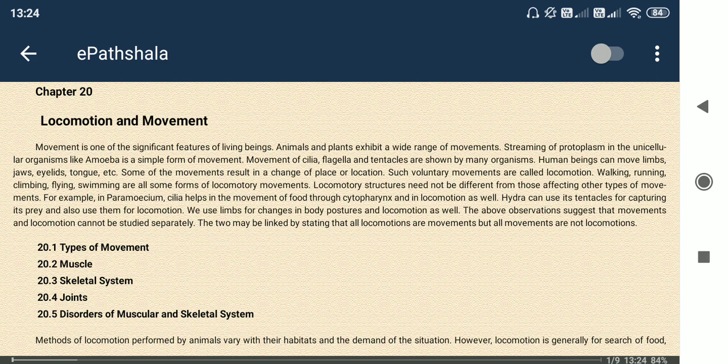So what we see in locomotion and movement is which type of tissues or organ system is involved. That is the muscular system, which comprises muscles, and the other one is the skeletal system, which comprises many types of bones. Okay, so first the muscular system.